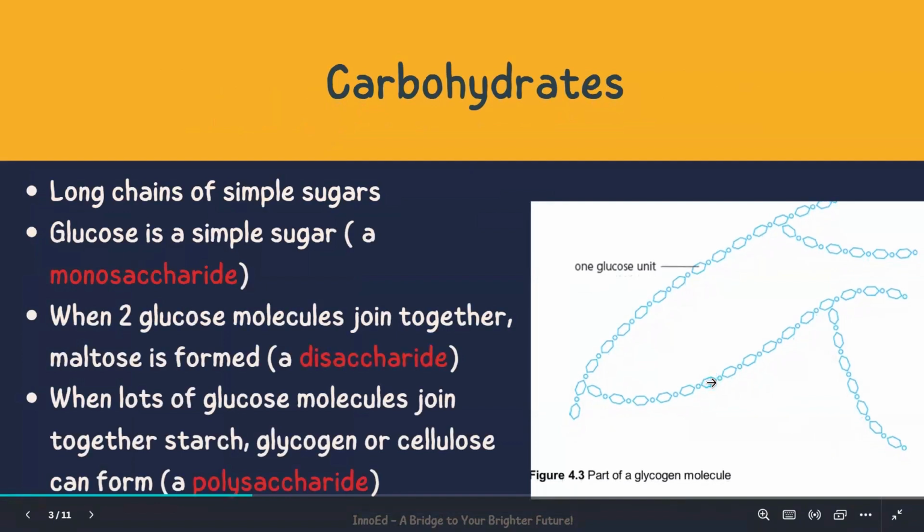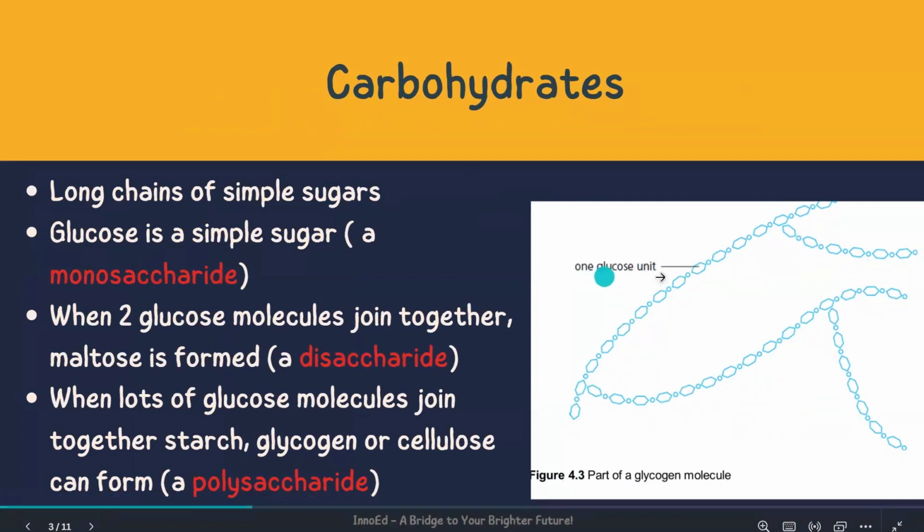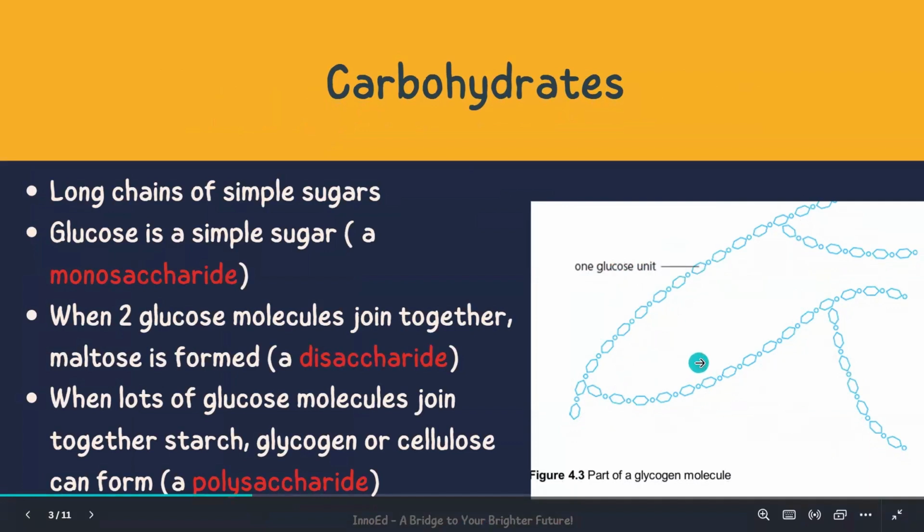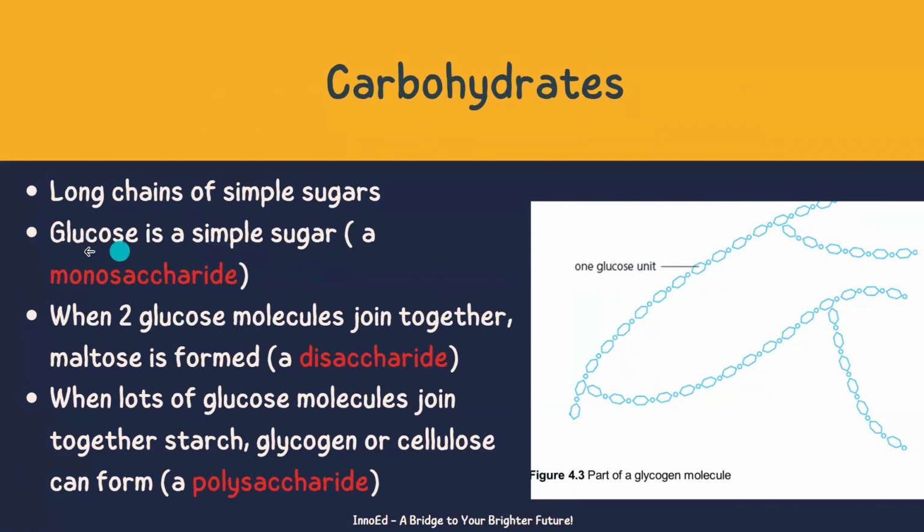So you can see in this photo, this is the glycogen molecule. This is one glucose unit. So it means the glycogen molecule is made out of many glucose units. So that's why glucose is called subunits. So there are long chains of simple sugars. In this example, the simple sugar is glucose.